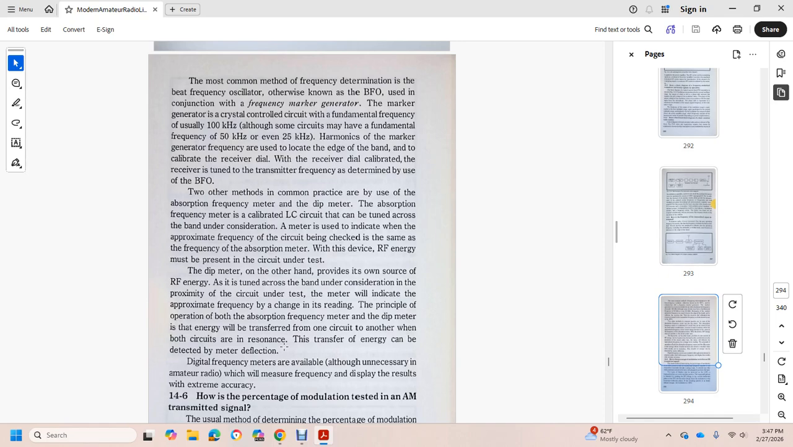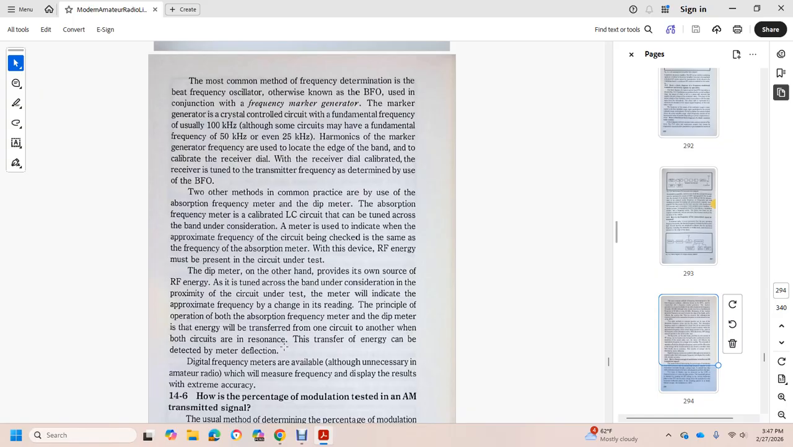The meter would indicate when the approximate frequency of the circuit checked is the same as the frequency of the absorption meter. When the device is used, radio frequency energy must be present in the circuit. The dip meter, on the other hand, provides its own source of radio frequency energy as it is tuned across the band under consideration. Proximity to the circuit at the end of the test coil indicates the approximate frequency of the circuit.